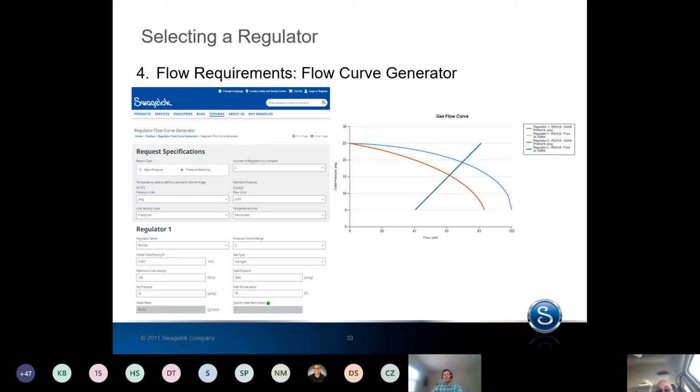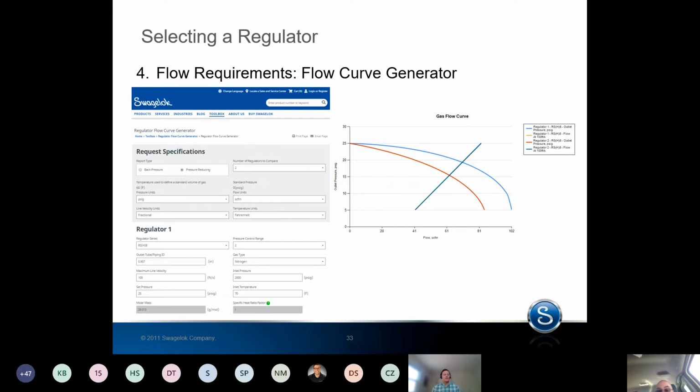One of the drivers for us to create what we've called the flow curve generator was exactly that: you have all of these different applications and all of these different regulators, that it's impossible to do tests to create flow curves for all of them. And when you calculate, you get a limited set of information. So what the team has done is create a flow curve generator that's available on Swagelok.com. It's under the tools. You'll find it there.